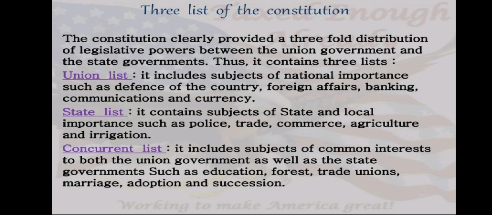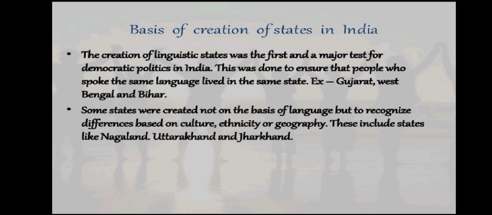Now, let us talk about how federalism is practiced. Till now what we studied, what is federalism? What are the features of federalism? Two types of federation also we saw. One was coming together, another was holding together federation. After that, we studied what makes India a federal country. Now, let us talk about how federalism is practiced.